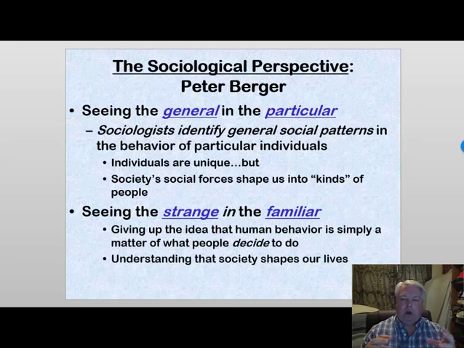So what we can do is recognize, first of all, that yes, we are all unique. We are all mommy and daddy's unique little snowflakes. But in fact, society has a big hand in shaping us into certain kinds of people. So your social class, your race, your ethnicity, your religious background of your family, these things all have an influence over who you become. And so we can talk about certain categories of people, different types of people. That's what we mean by seeing the general and the particular, seeing the general social patterns in individual, particular people.